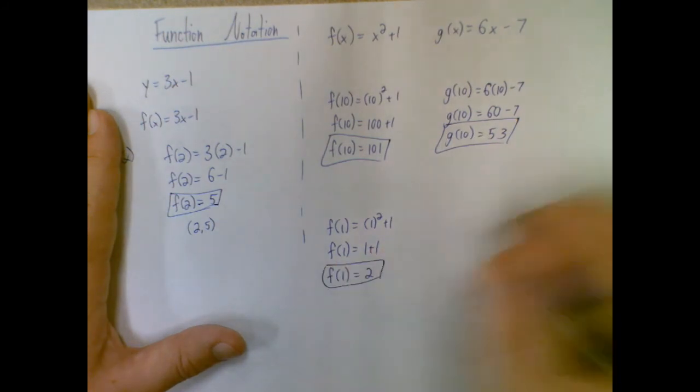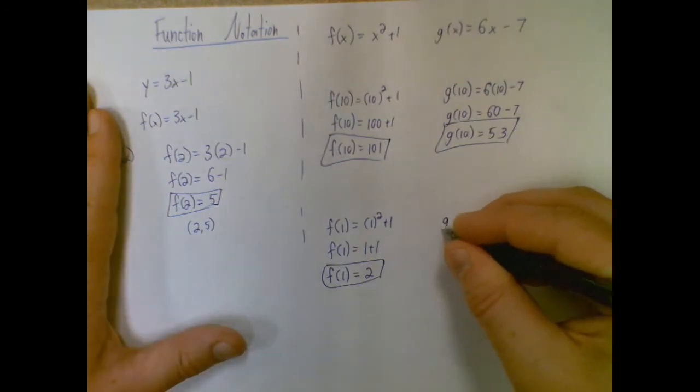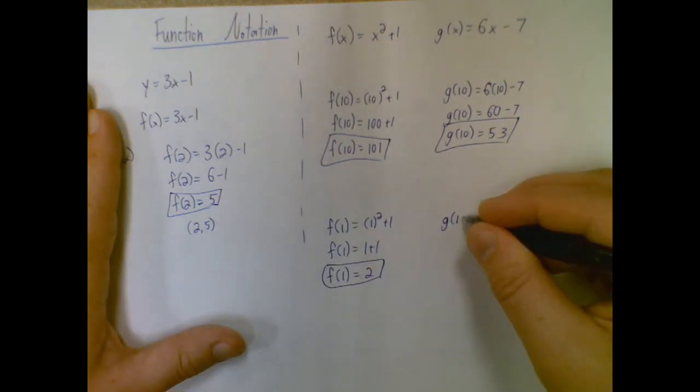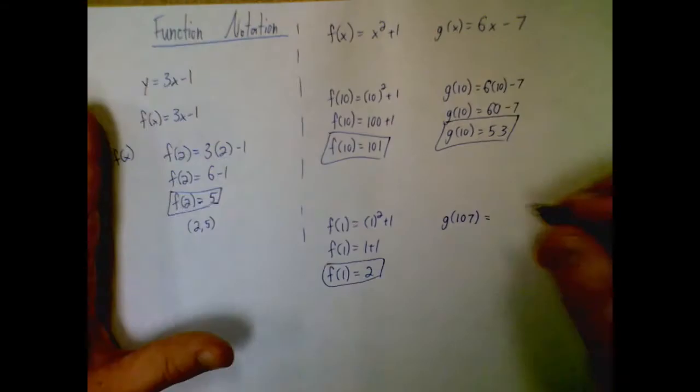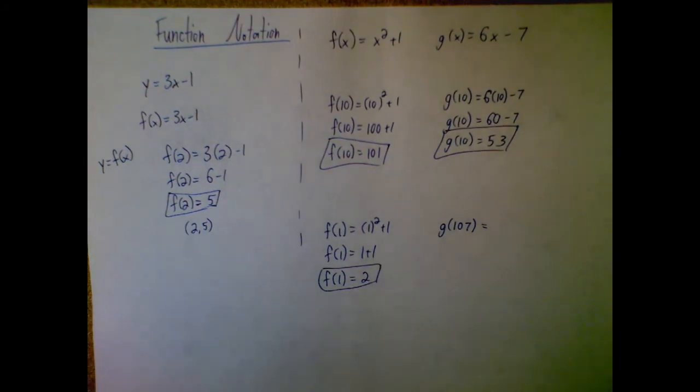Done. All right, one more. Let's try a g one this time. So we're going to use this one. Find g of 107. Okay, pause the video. Try that one out. Hopefully you got a chance and paused long enough that you could solve that one.